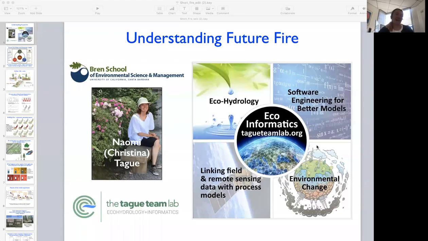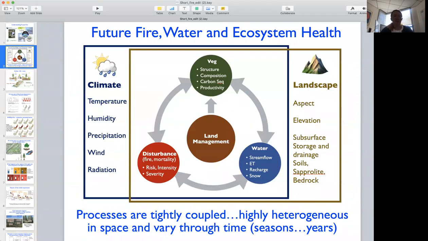I'm Naomi Tague, a professor at UCSB's Bren School for Environmental Science and Management. In my research, I design computer simulation models that provide us insights into what future fire regimes may look like and how those changes are linked to other things we care about, like biodiversity and water supply.